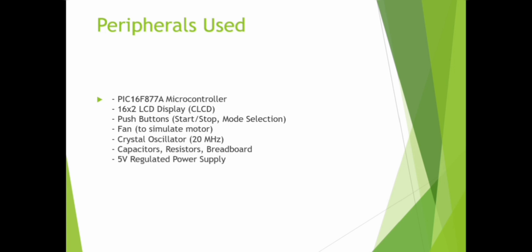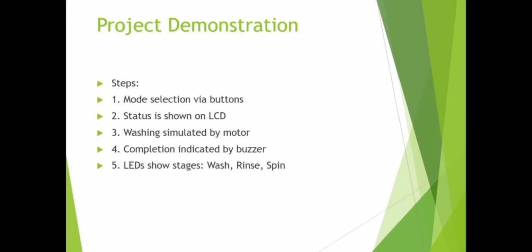Fan acts as a motor simulation. When washing starts, the fan turns on. Crystal oscillator provides a stable clock signal to the microcontroller. Resistor and capacitor are used for signal conditioning and stabilization. Next, we will show the project demonstration.